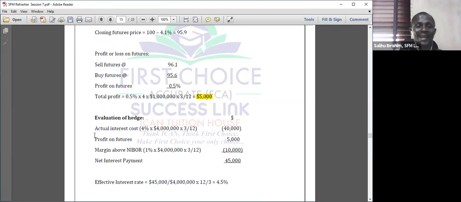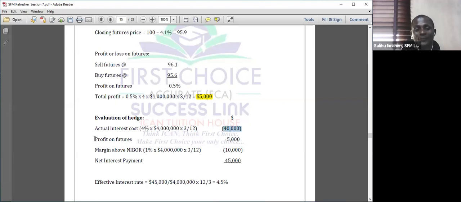So I can now evaluate my hedge. Actual interest rate, that is, if I had not hedged, what rate would have applied? 4% would have applied to that transaction, isn't it? So I say 4% times my exposure times 3 over 12. I'm borrowing for how many months? I'm borrowing for 3 months. So that is $40,000.